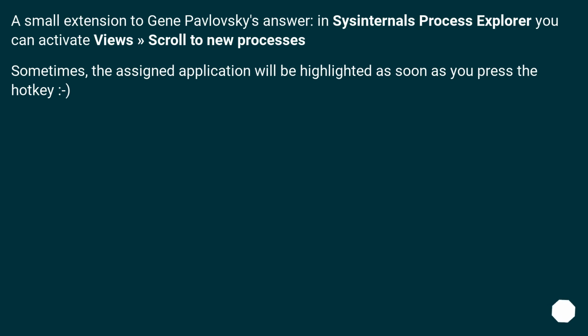A small extension to Gene Pawlowski's answer. In Sysinternals Process Explorer you can activate View, Scroll to new processes. Sometimes, the assigned application will be highlighted as soon as you press the hotkey.